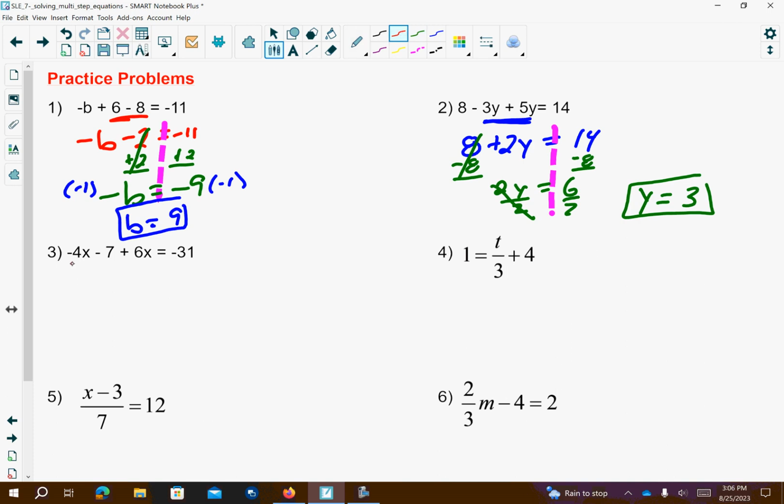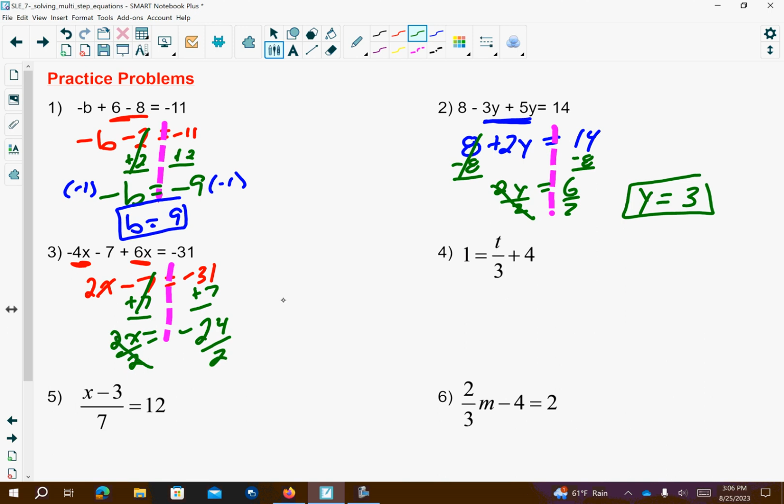Problem number 3. These are on the same side of the equal sign. Combine them together. Negative 4x plus 6x is 2x minus 7 equals negative 31. Now we can start moving things back and forth over the equal sign. Add 7, add 7. These cancel. So I'm left with 2x is equal to negative 24. Divide each side by 2. These reduce. X equals negative 12.